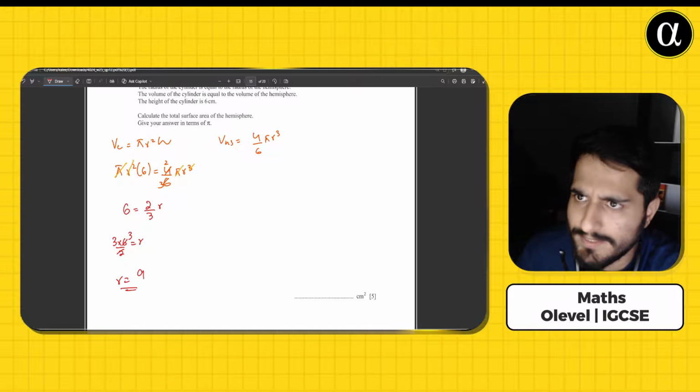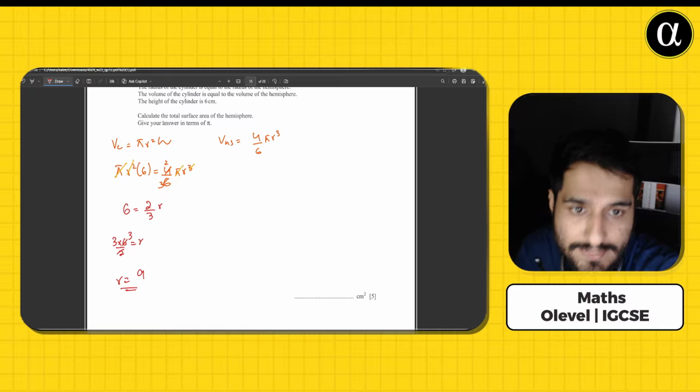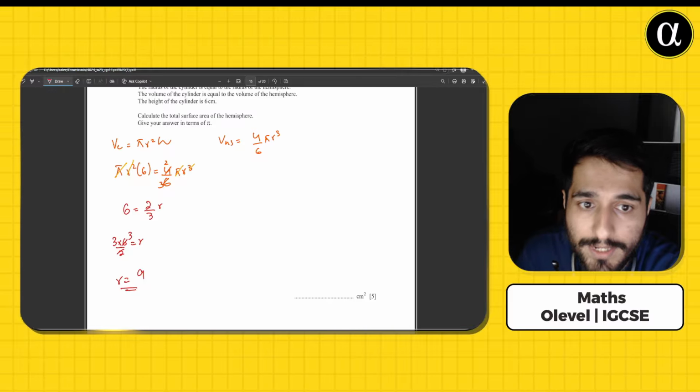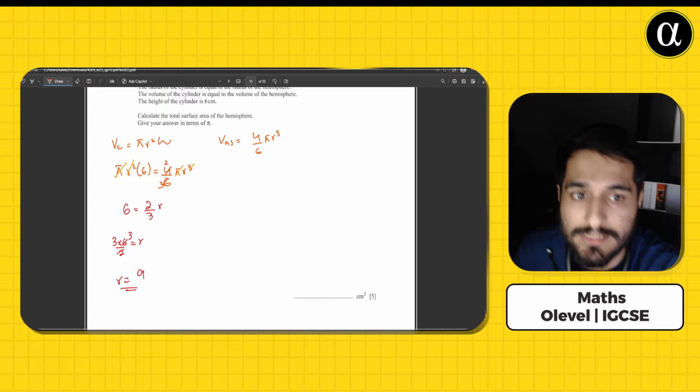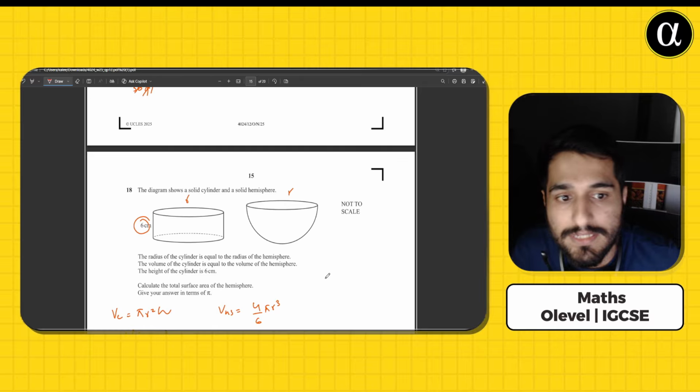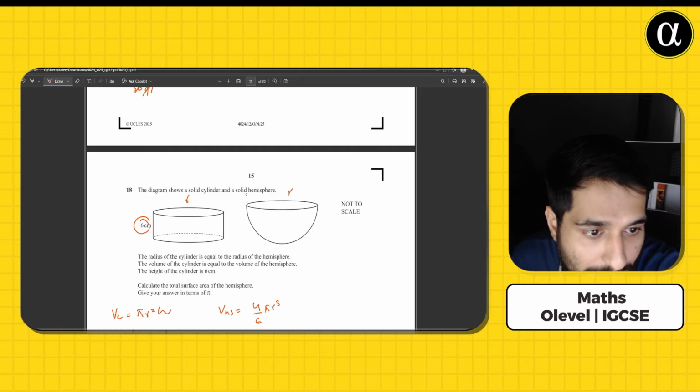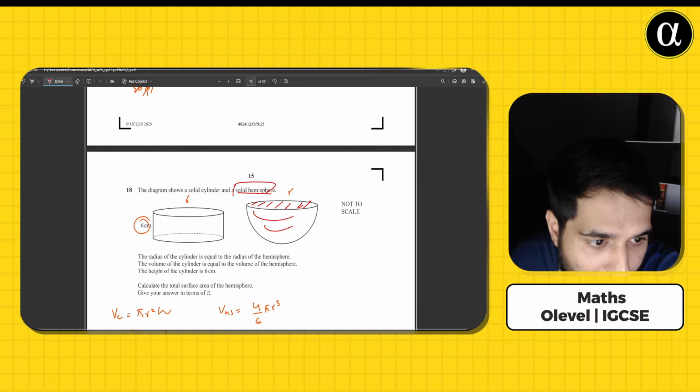But is this what the examiner demanded? No, this is not what the examiner demanded. The examiner was asking to calculate the total surface area of the hemisphere, and we need to give the answer in terms of pi. How do we calculate the total surface area of the hemisphere? Now we need to understand that the hemisphere was a solid, right? So that means it has a top surface, a circular surface, and a curved surface as well, right?